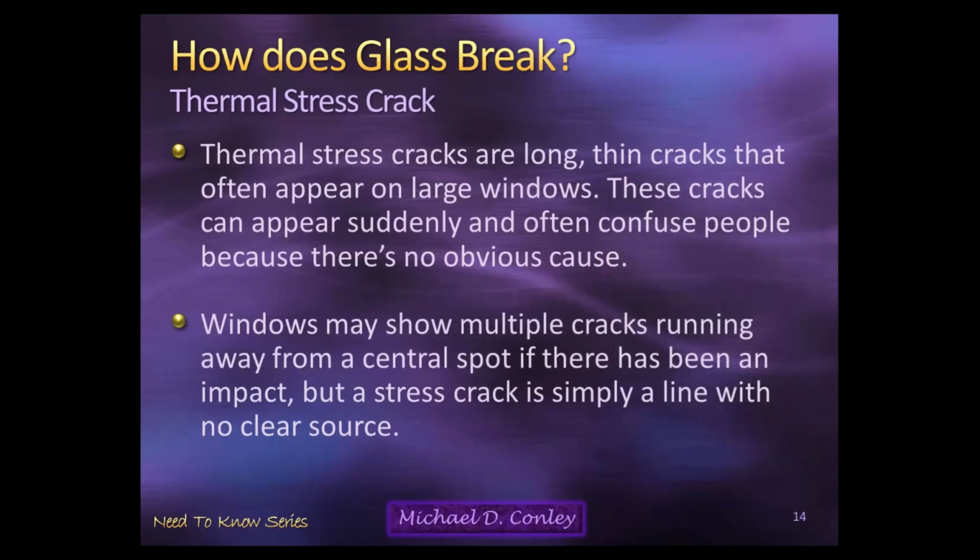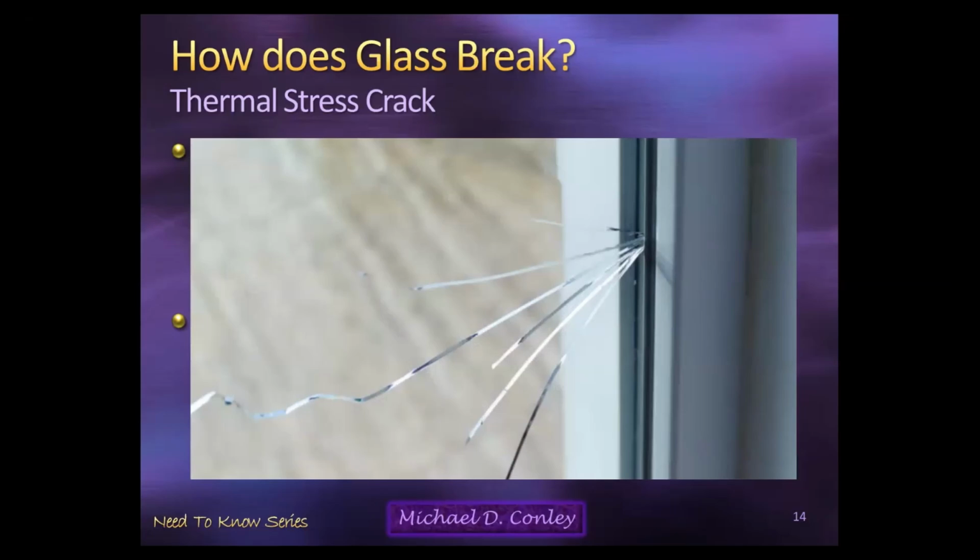Thermal stress cracks. Thermal stress cracks are long, thin cracks that often appear in large windows. These cracks can appear suddenly and often confuse people because there's no obvious cause. Windows may show multiple cracks running away from a central spot if there has been an impact, but a stress crack is simply a line with no clear source. That's an example of a thermal stress crack right there. For no apparent reason, it just cracks. It can happen within days of the glass being installed, or it can happen many years later.